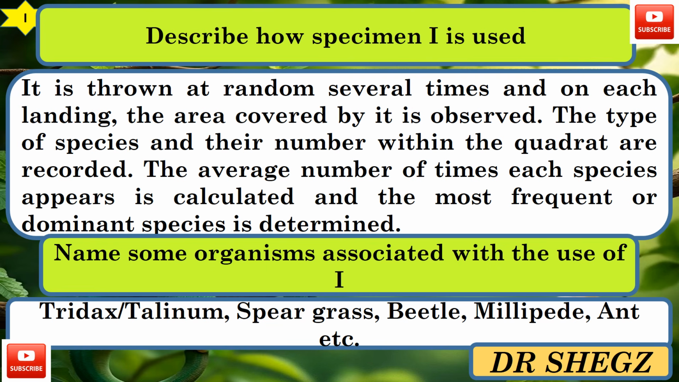Some organisms associated with the use of quadrat are your tridax, remember tridax is just in one particular position, your spear grass, your beetle, millipede, the ant, etc.